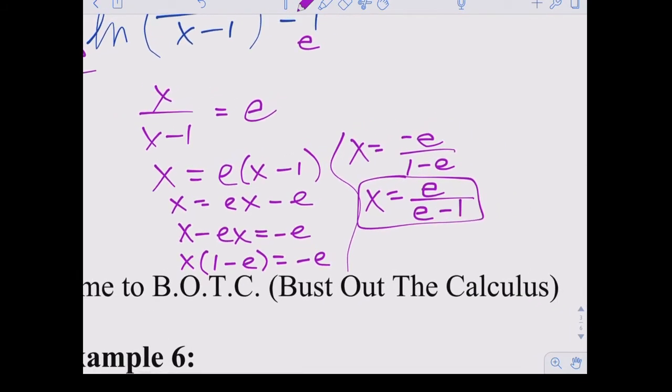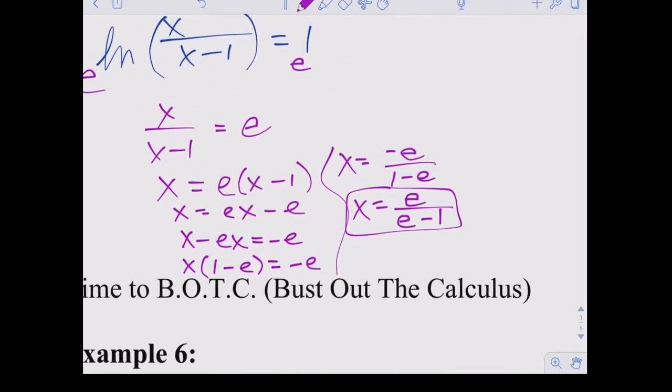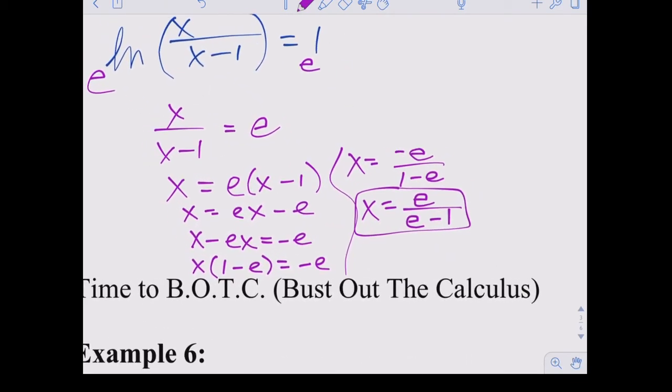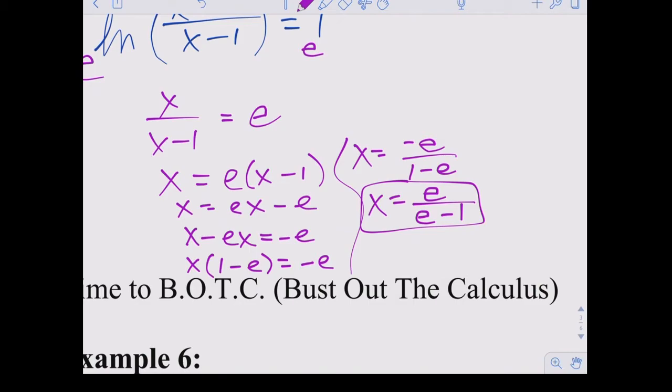Is that number greater than 1? Does it work? If we think of e as being 3-ish, then 3 over 3 minus 1 would be 3 over 2, which is bigger than 1. It should be bigger than 1. Yeah, so it works.